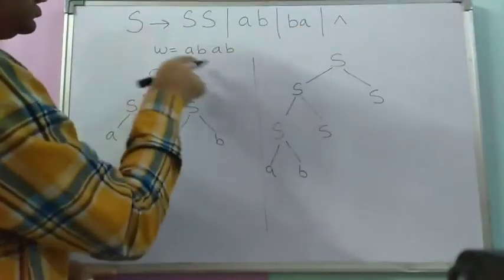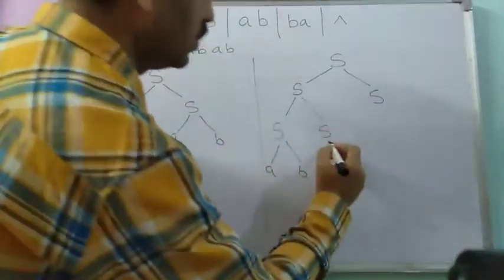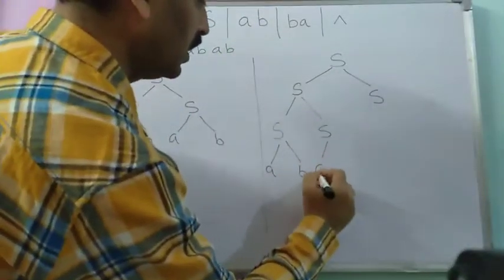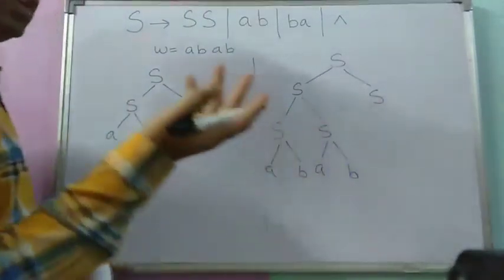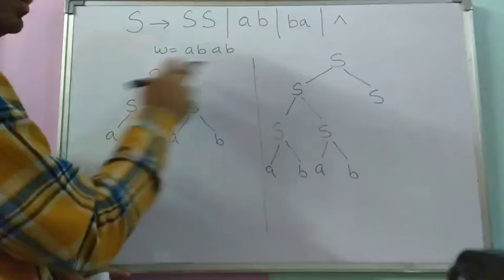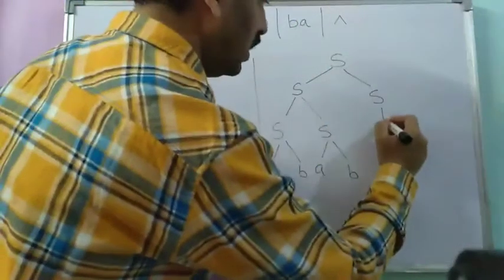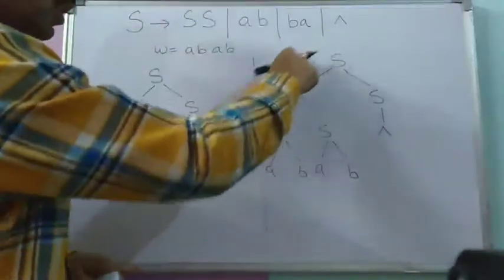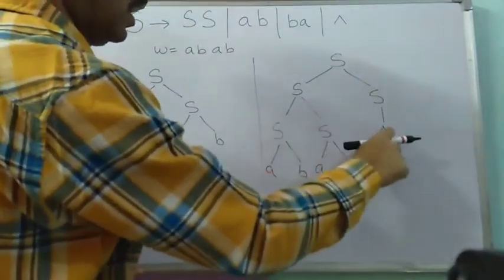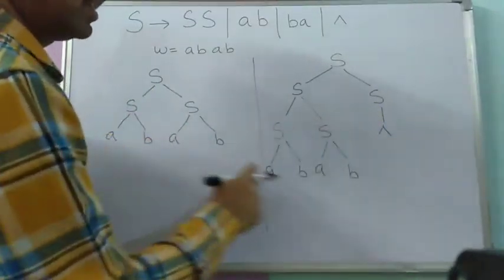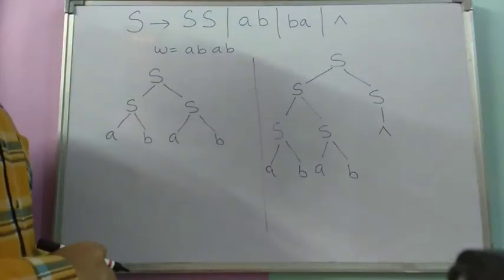Through the second S, again I need AB. So through the second S, I will again use S to AB. Now through this last S, I don't have to generate anything because the whole string has been generated. So I will simply replace it by null. So S to null. The yield of this derivation tree is also AB, AB, null. And null doesn't have any effect. So the word is ABAB. So a similar word I have generated, but you can see that the derivation tree is different.